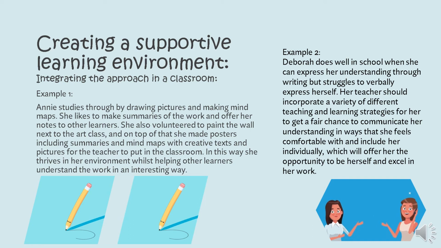Example 2. Deborah does well in school when she can express her understanding through writing, but struggles to verbally express herself. Her teachers should incorporate a variety of different teaching and learning strategies for her to get a fair chance to communicate her understanding in ways that she feels comfortable with and include her individually, which will offer her the opportunity to be herself and excel in her work.